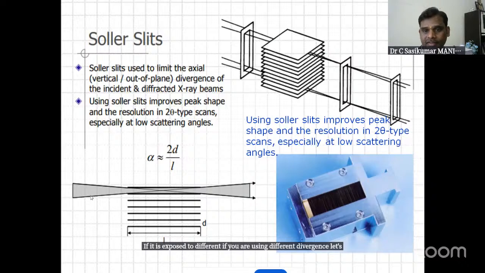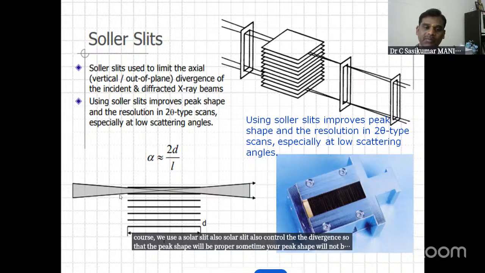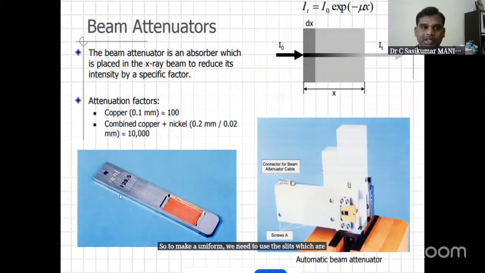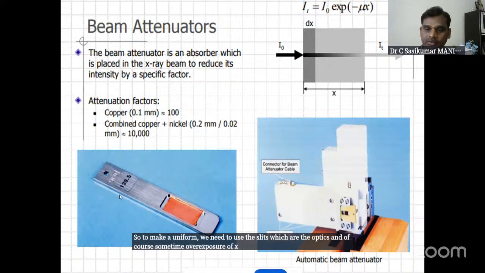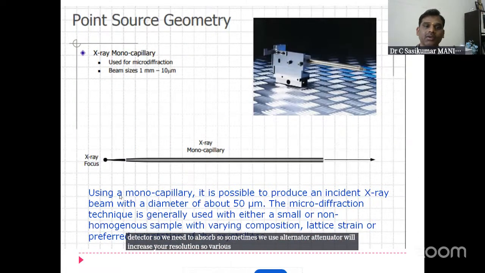Of course, we use a Soller slit also. Soller slit also controls the divergence so that the peak shape will be proper. Sometimes your peak shape will not be uniform. To make it uniform, we need to use the slits, which are the optics. And sometimes overexposure of X-rays is going to affect your detector, so we need to absorb. So sometimes we use an attenuator. Attenuator will increase your resolution. So various types of attenuators are being used.